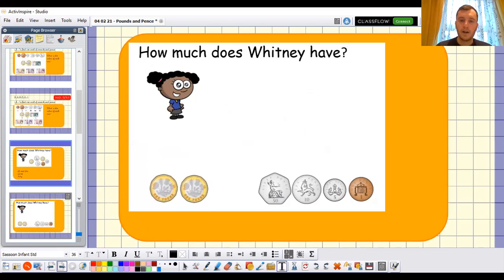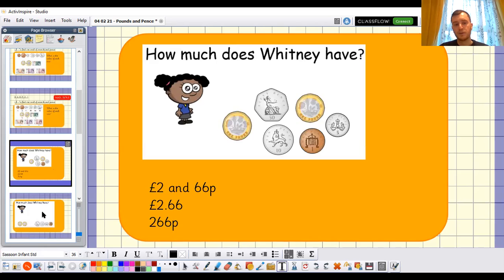Let's have another. Oh, that's the same example. It's just showing it in a different way that you might do. Count the pound coins first, then count the coins in the order of the value, and you'd get the same answers that we showed there.